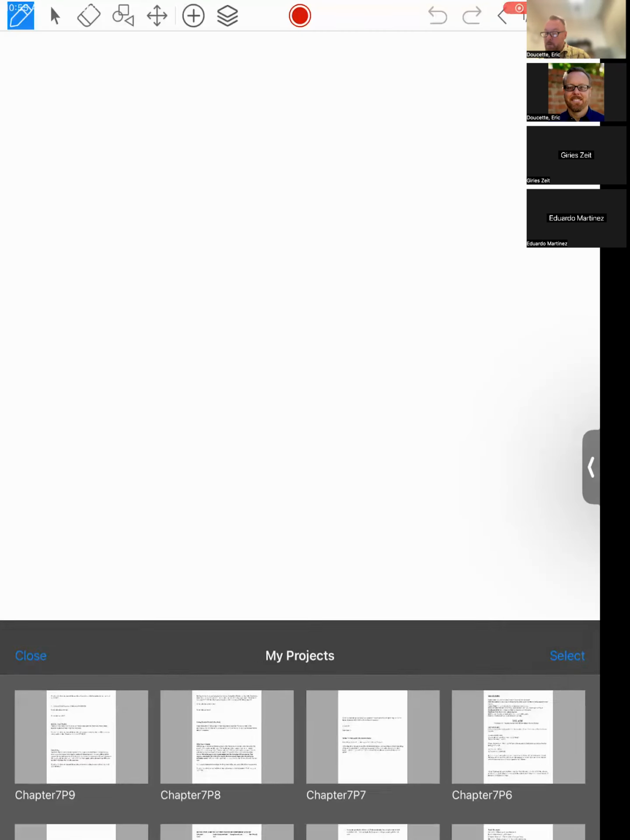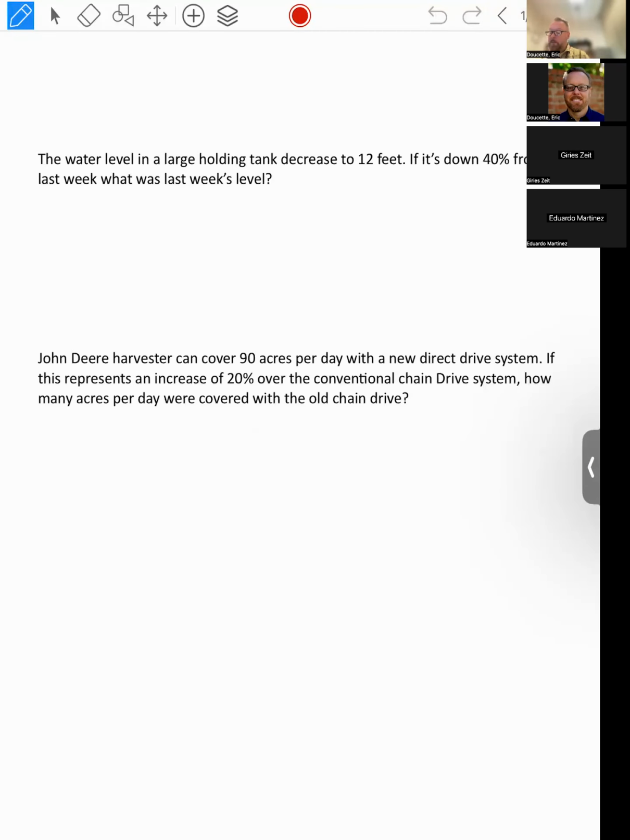Let's see, we have one more. We have 2 more problems to solve. All right. So this one says the water level in a large holding tank decreases to 12 feet if it's down 40% from last week. What is last week's level? So this one we're trying to find the base. What was the original amount last week, right?